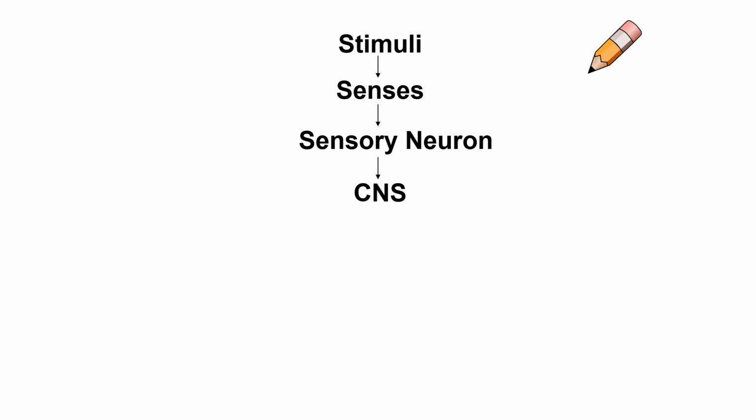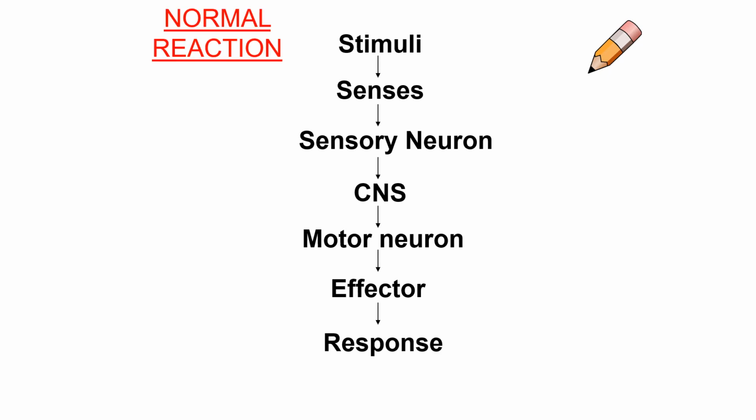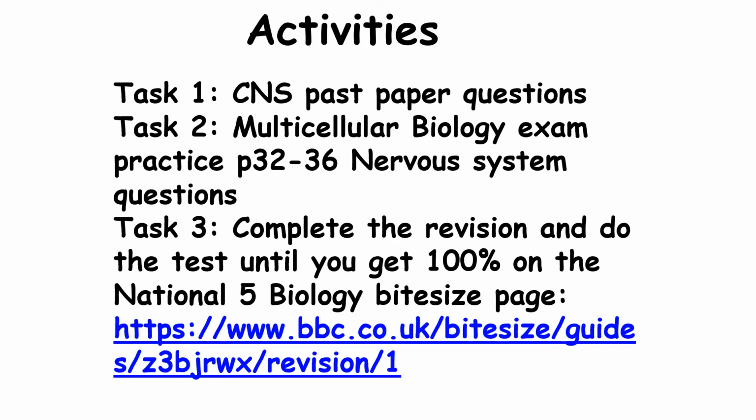Whereas a reaction goes from detecting the stimulus to the sensory neuron, then to the CNS where it is processed and sorted out, and then to the motor neuron where the effector triggers a response. It is therefore much slower than the reflex action. So well done if you managed to make those comparisons. So now you should be able to complete the activities below to review your learning.